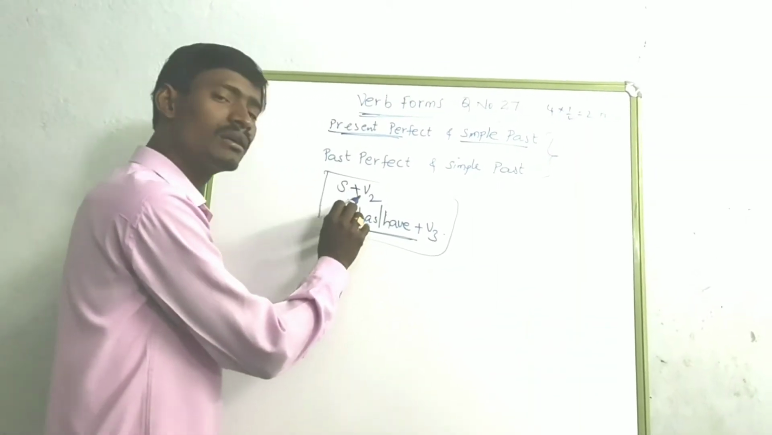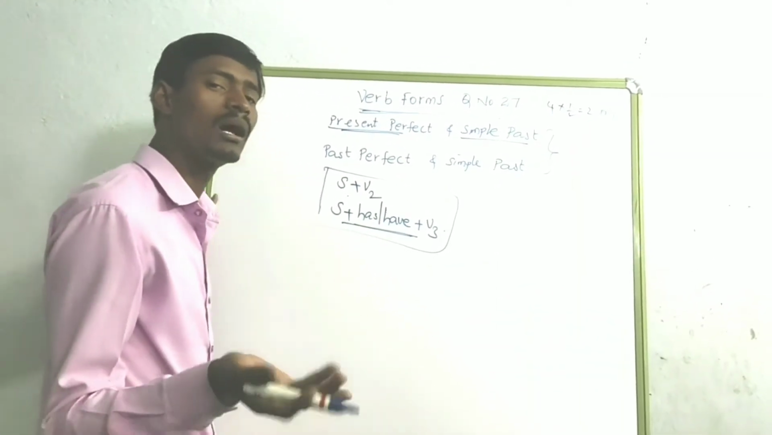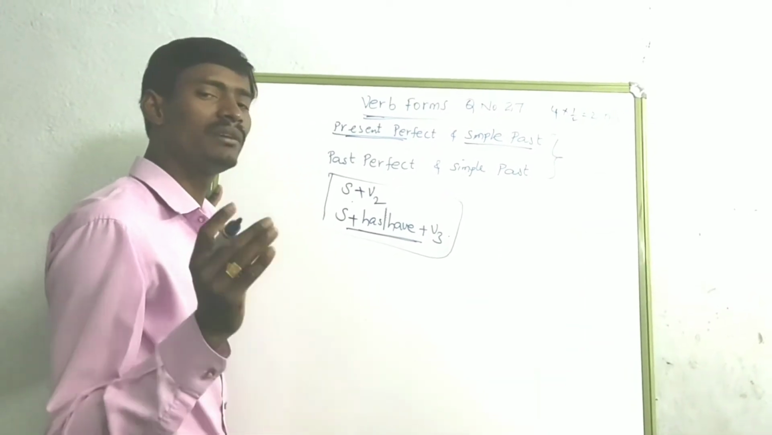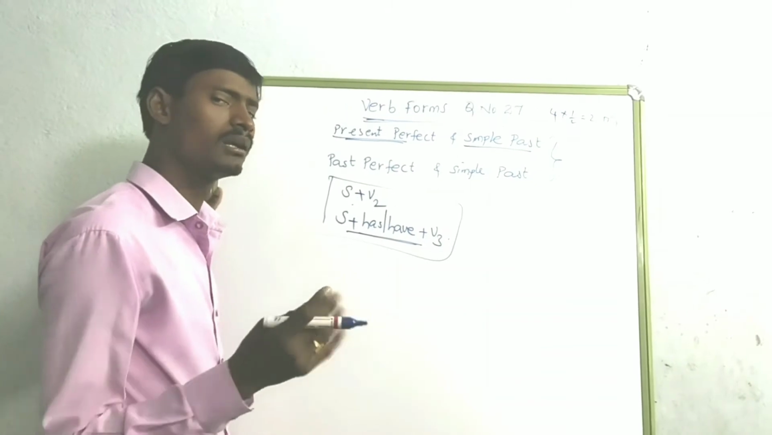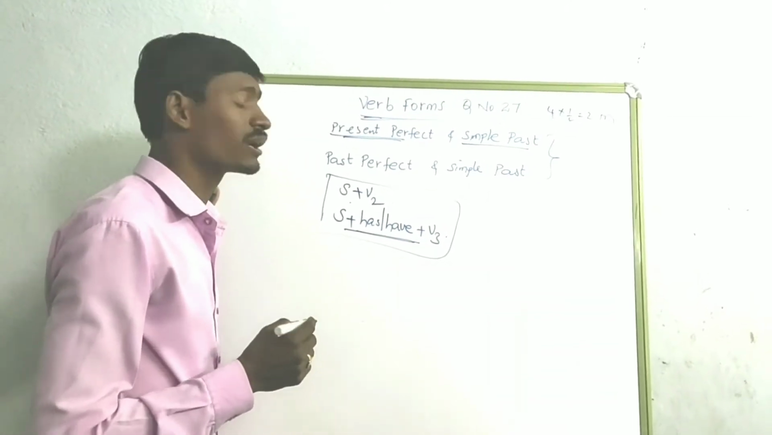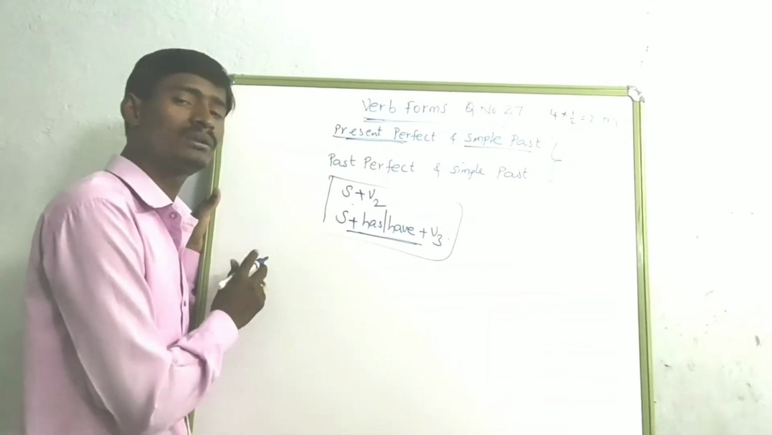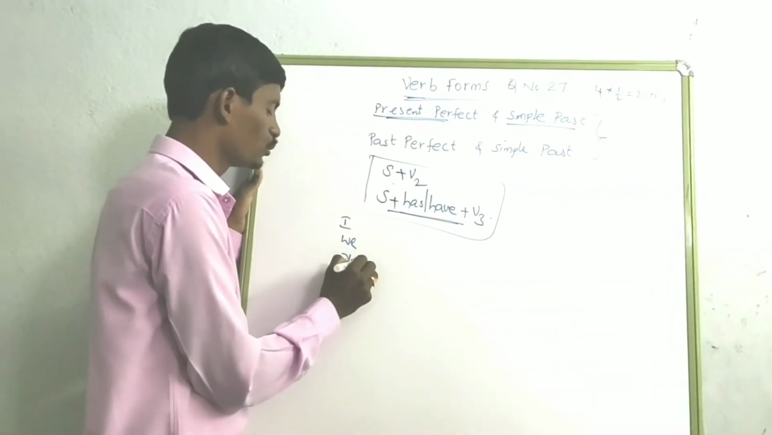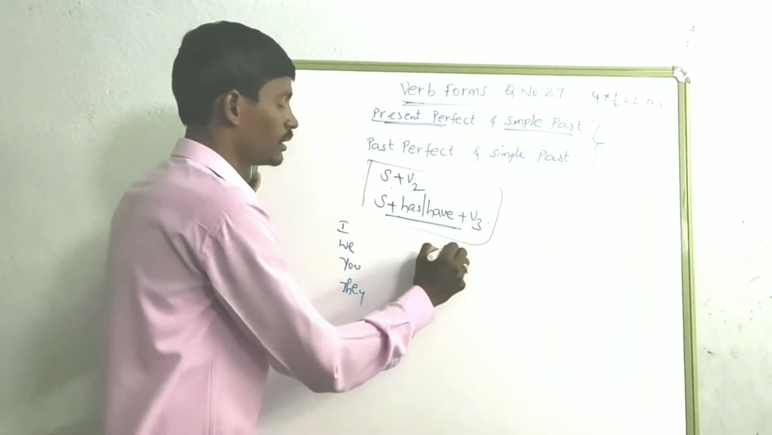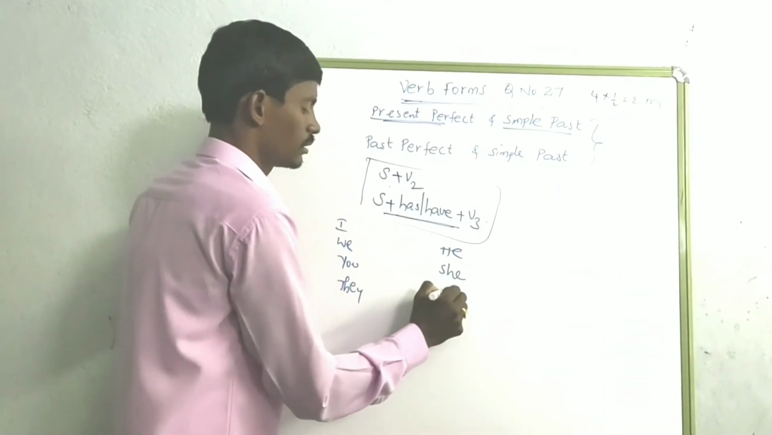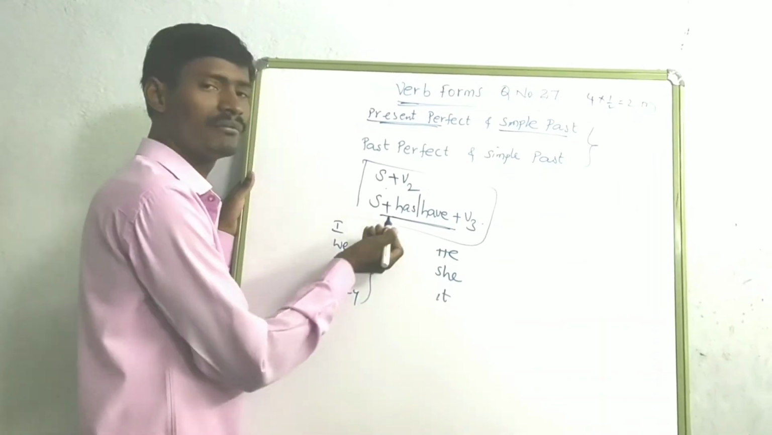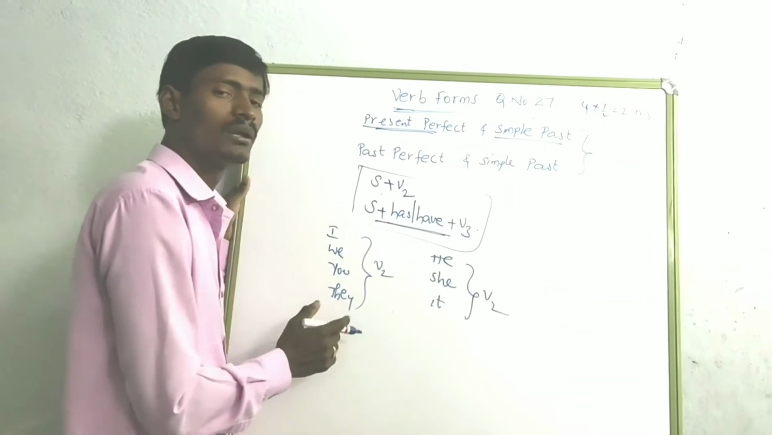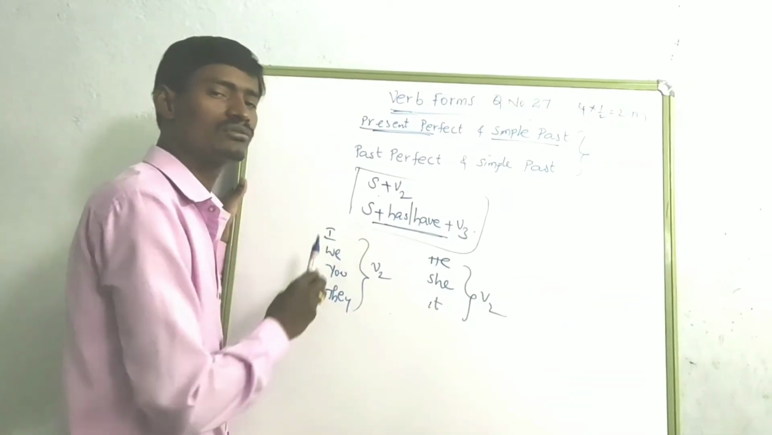The subject can be a noun or a pronoun, and it can be either singular or plural. Basically we use pronouns for the subjects; we all know how to use nouns. As far as pronouns are concerned, we have personal pronouns: I, we, you, they, he, she, it. For I, we, you, they, when we use simple past, we use V2, and for the others also we use V2. Whether the subject is singular or plural, we use V2 only.